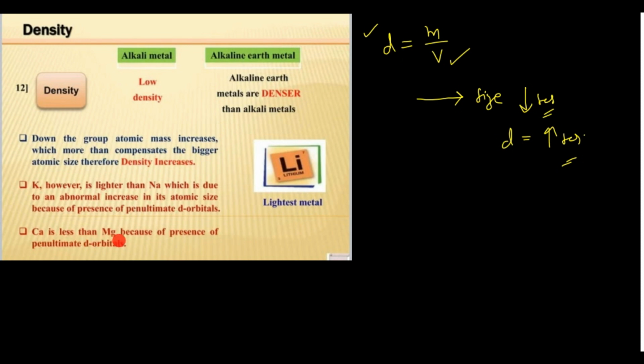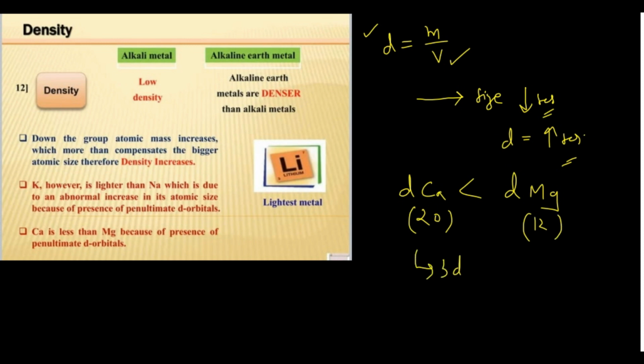Calcium is less dense than the magnesium because of the presence of the penultimate d orbital. This is rather simple; it is written here. See, the density of calcium is lower than the density of magnesium. So what it says: the atomic number for calcium is 20, and for magnesium it is 12. If you write the electronic configuration, somewhere after that it will have the 3d orbitals vacant. Vacant 3d orbitals mean volume increases. When volume increases, definitely density decreases. That's why calcium has a lower density than magnesium. This was quite simple.